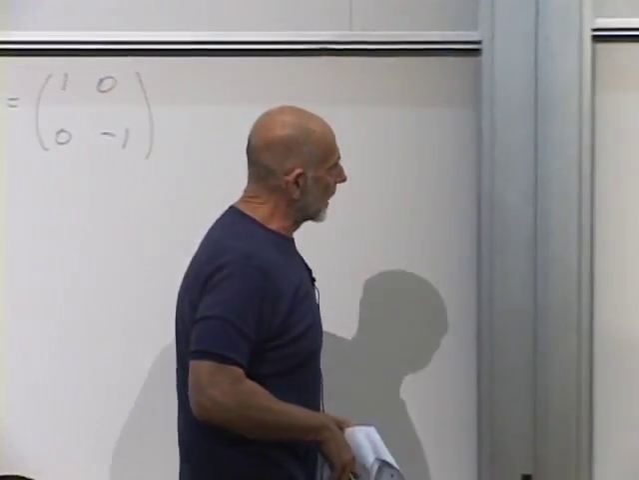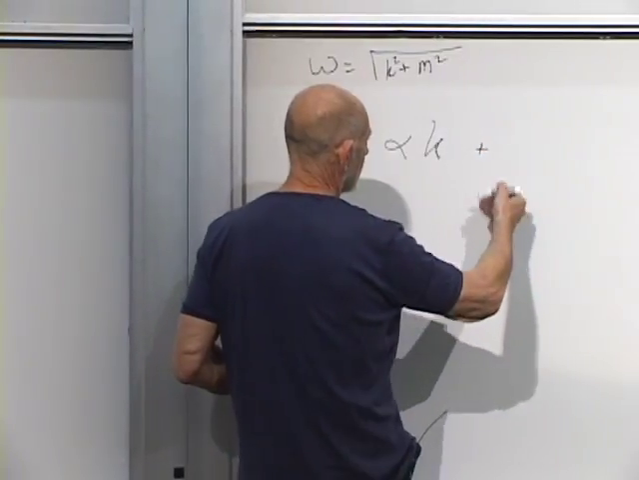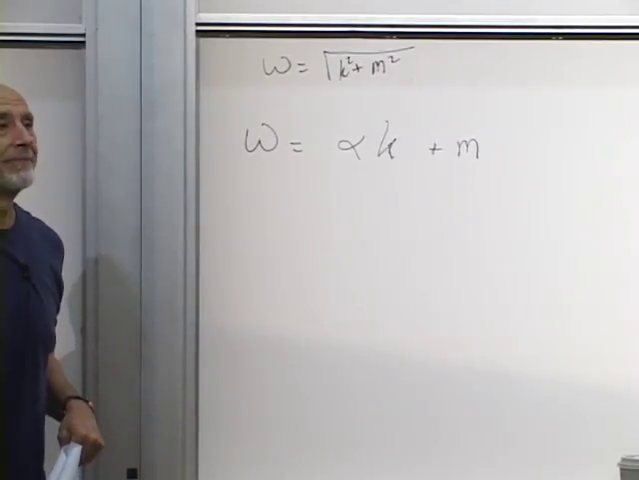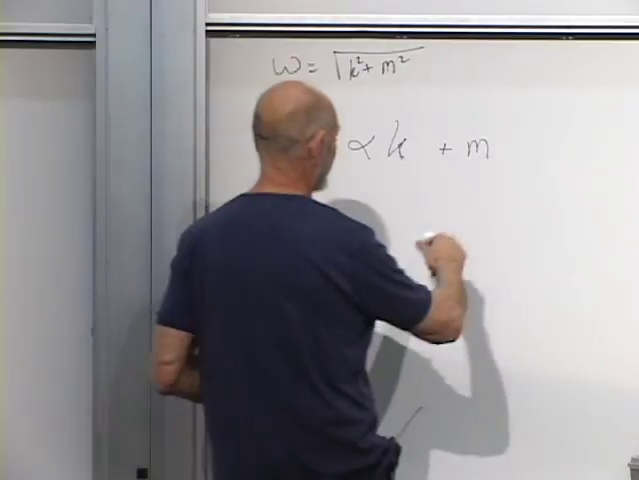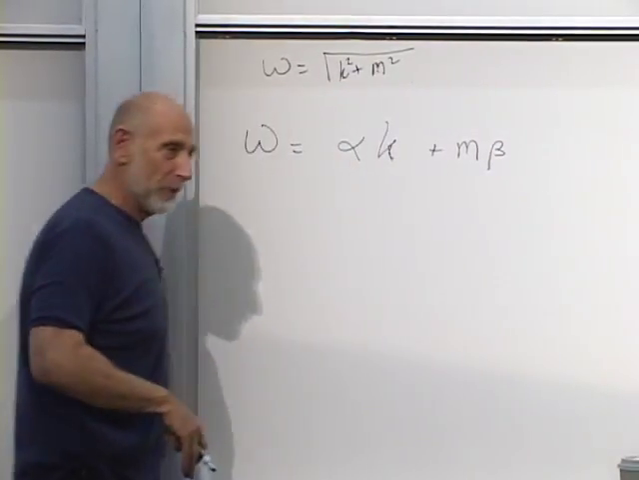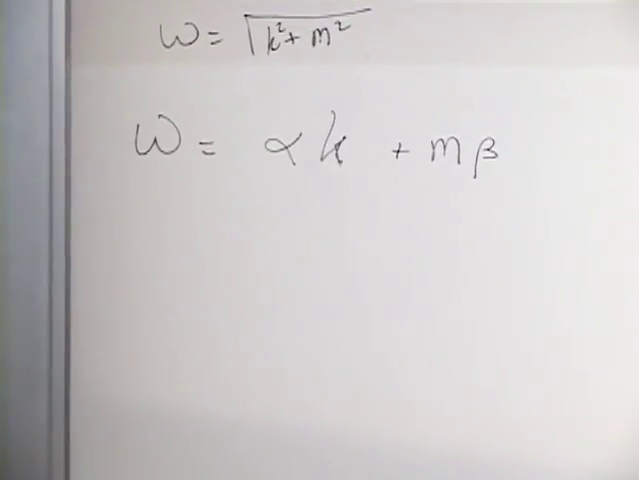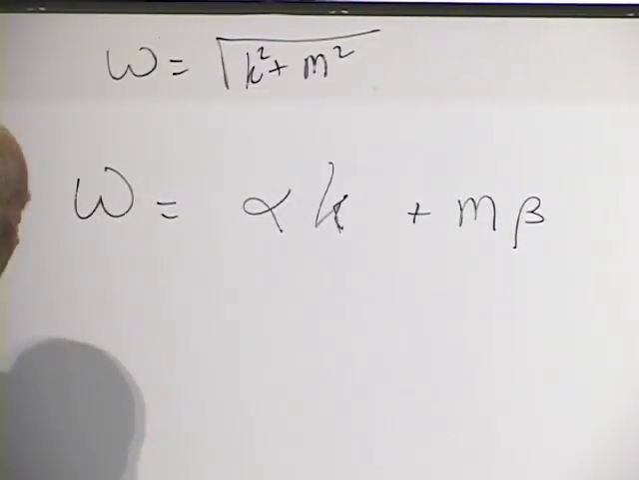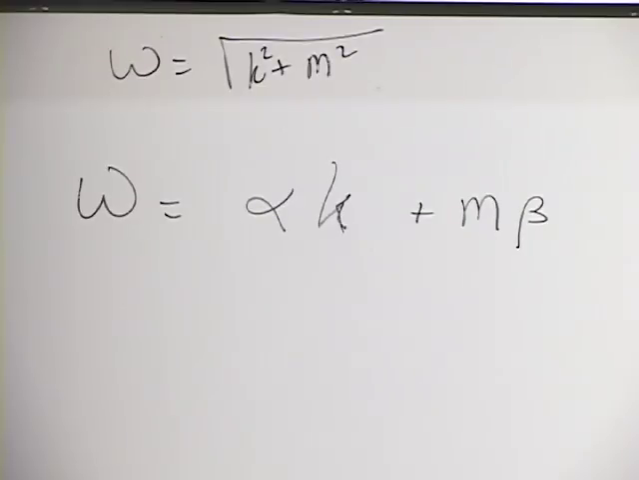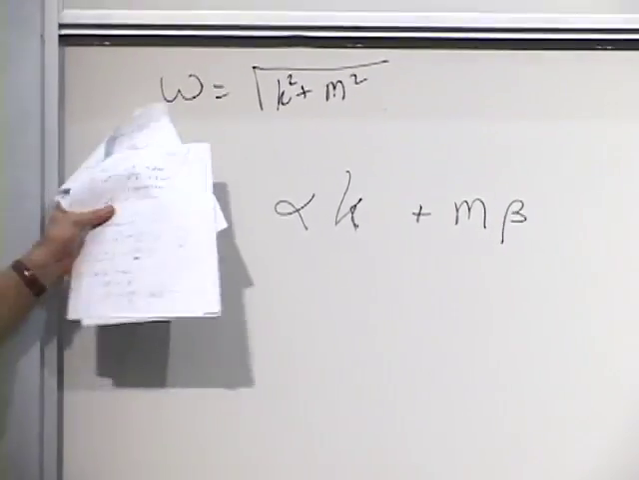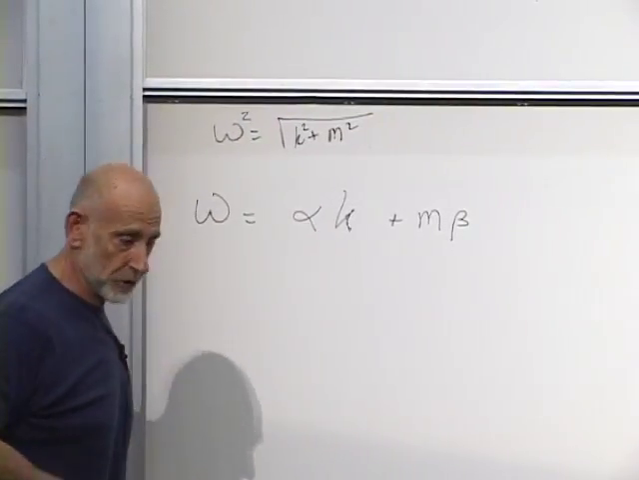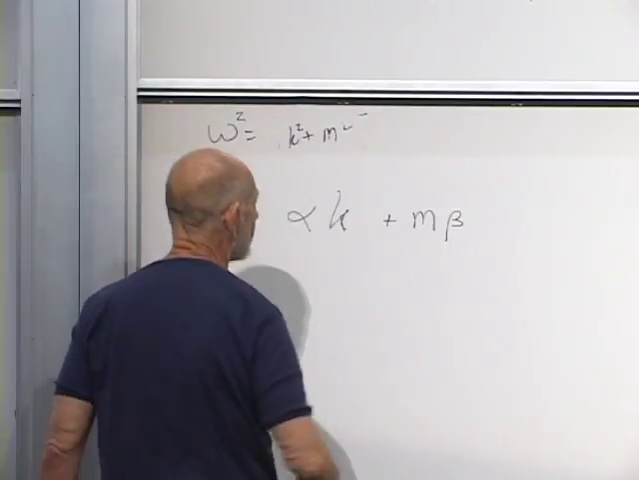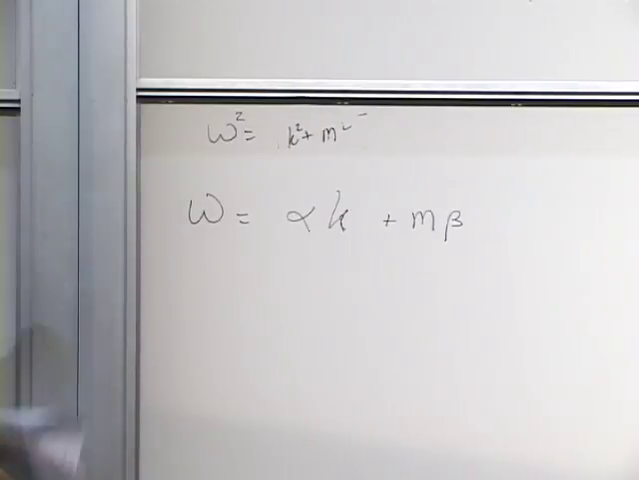Okay, let's add something to this now, something with a mass in it. Mass times something. I don't know, maybe beta. Okay, let's call it beta. We don't even know what beta is at this point. Presumably, it's also a matrix. Omega equals alpha k plus beta m. And let's require, of whatever alpha and beta are, that omega squared is equal to k squared plus m squared. Let's place that as a requirement on the matrices alpha and beta. Oh, I just gave away what beta is. It's a matrix.